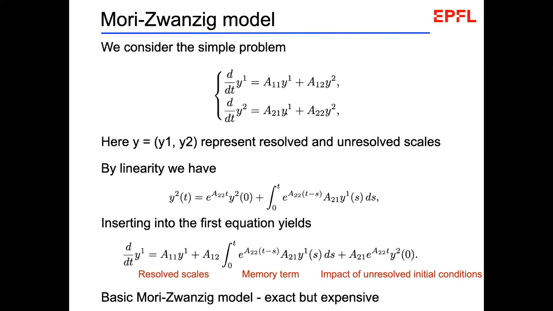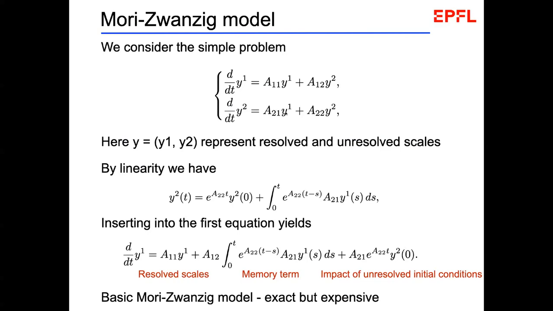And it's illustrative to look at what the components are. There is an equation which is just for the resolved scales. And usually, if you were solving the first system and you couldn't afford to solve both for Y1 and Y2, you would just solve for Y1 and that would give you the solution of Y1. But of course you would not get the interactions with Y2.